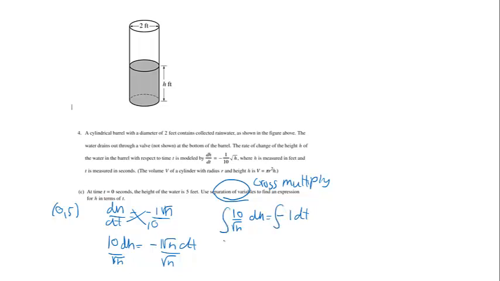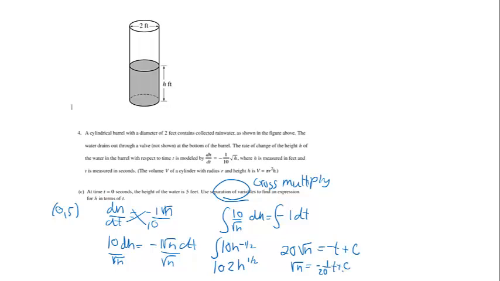I'm going to rewrite the left side as 10h to the negative 1/2. So if I take the antiderivative of that, it's going to be 10 times, add 1 to the power, I'm going to get h to the 1/2 times the reciprocal of the 1/2, which would be 2. So on the left side, this is going to be 20 square root h. And then on the right side, the antiderivative of negative 1 would be negative t plus c. From here, you could go ahead and solve it farther, or you could go ahead and find c. I think I'll go a little bit farther. I'm going to get the square root of h is equal to negative 1/20 t plus c.